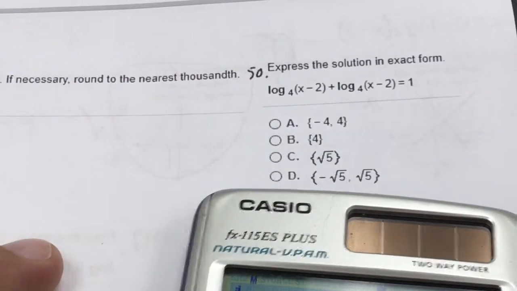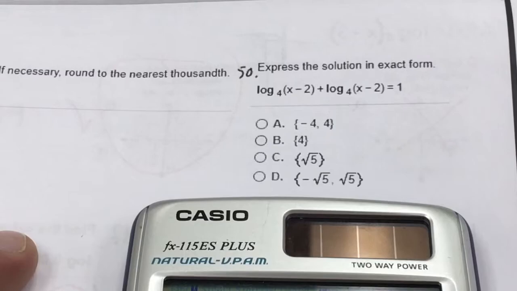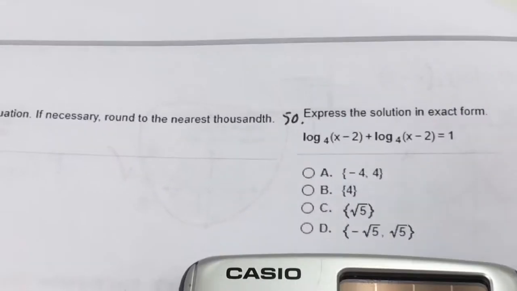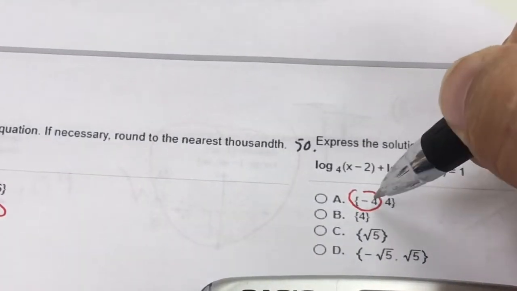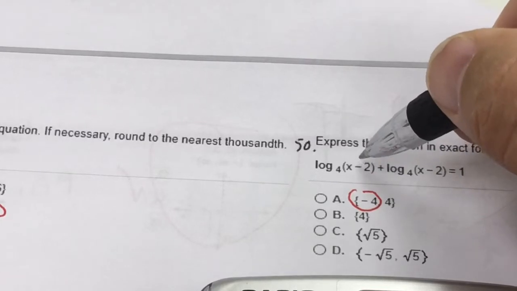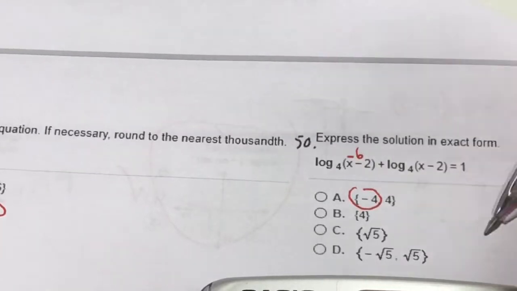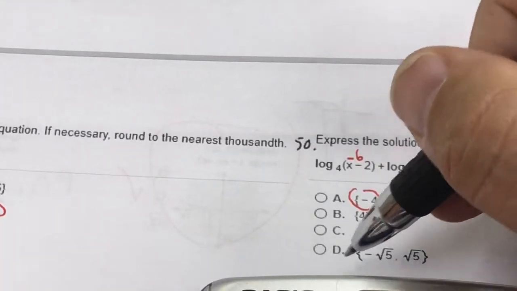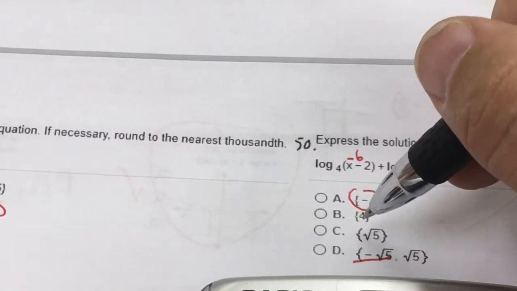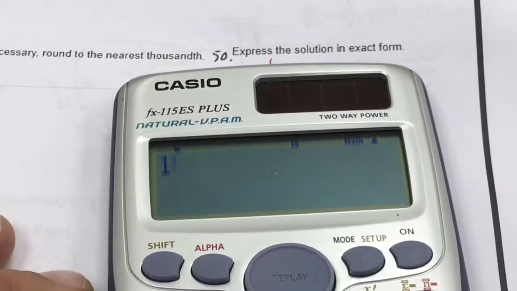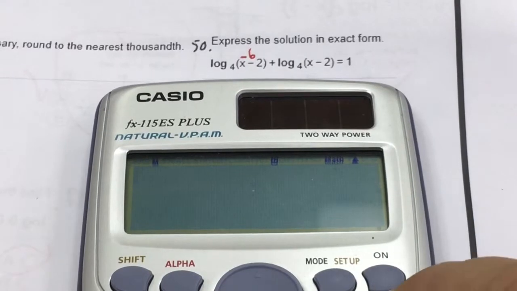Again, I'm going to try to enter this in the calculator just like it looks. I think I'm going to guess with 4. Real quick, I can eliminate choice A because of the negative 4, because negative 4 minus 2 would give me a negative 6, and you can't take a log of a negative number. So my guesses are going to be 4 and root 5, and I'm going to guess 4 when I type it in.